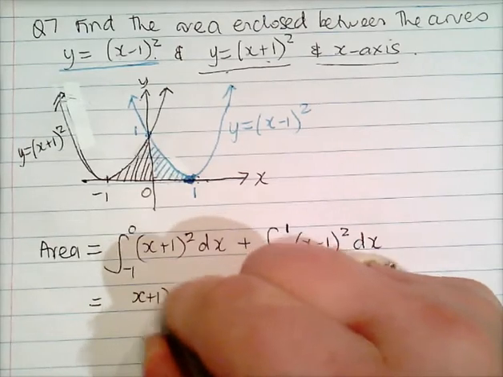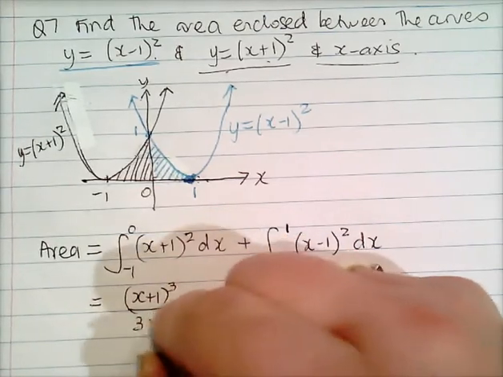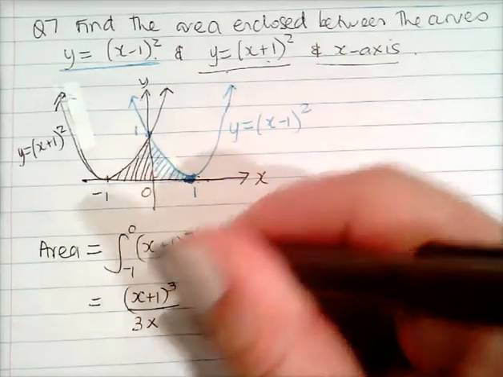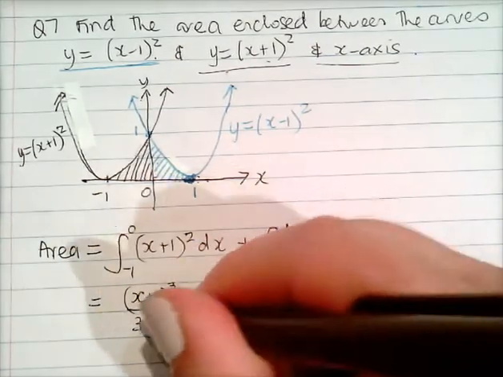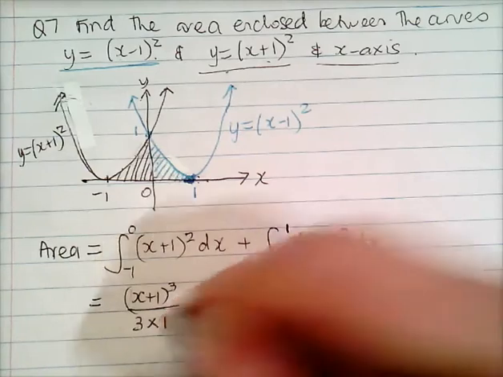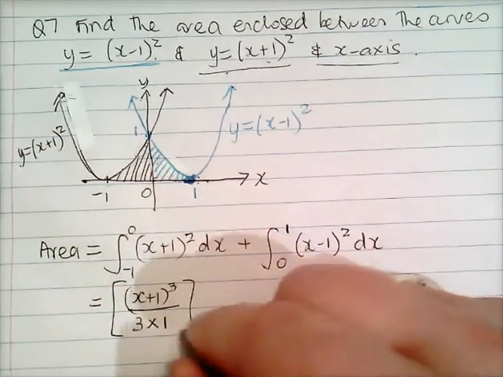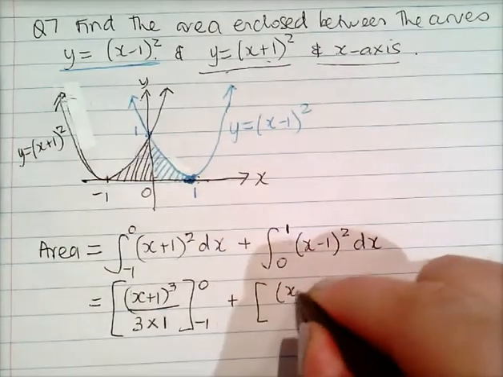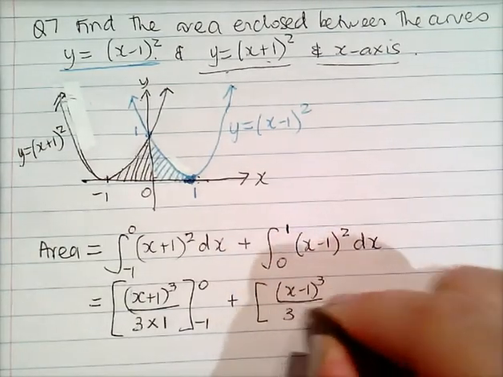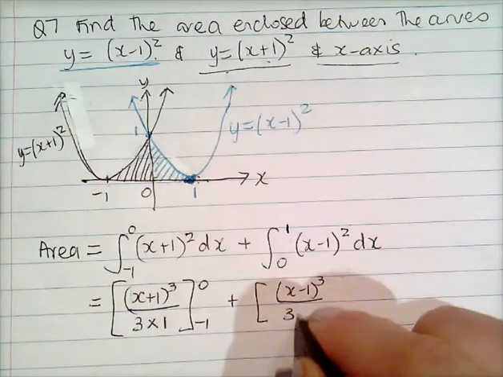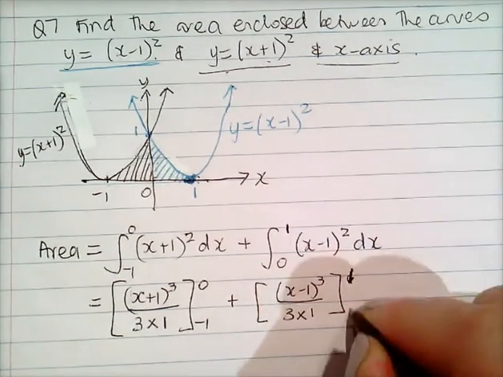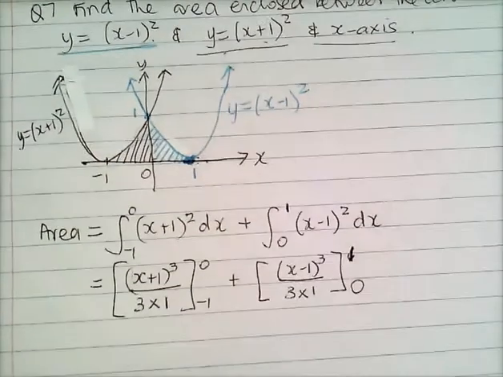So this is (x plus 1) cubed over 3. And now this is of the format (ax plus b) to the power of n. So it's just (x plus 1) cubed over 3 times the coefficient of x here, which is 1. And we are substituting the values of 0 and negative 1. Plus for this one, it's (x minus 1) cubed over 3, increasing each power by 1, times the coefficient of the x, which is 1 again. This time we're substituting in the values of 1 and 0.